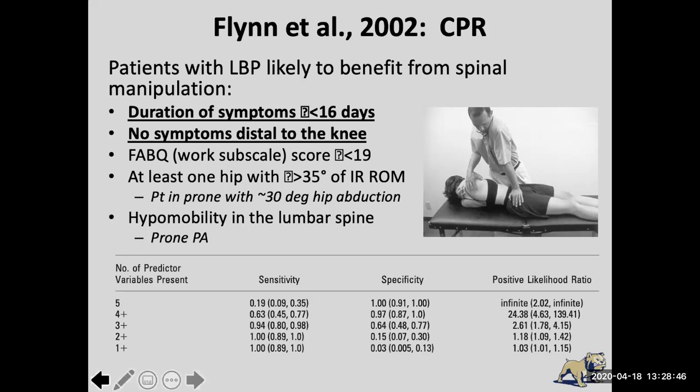And at least one hip with greater than 35 degrees of internal rotation range of motion, this being a factor associated with positive prognosis in this particular study. So we could think of causes all day long, and it would only be speculation at the end, but we're finding correlation with clinical prediction rules, in this case, hip motion and outcome with a manipulation procedure, not causation, which is important to note. And a finding of hypomobility with at least one segment in the lumbar spine. And that was done with the prone PA in this case.